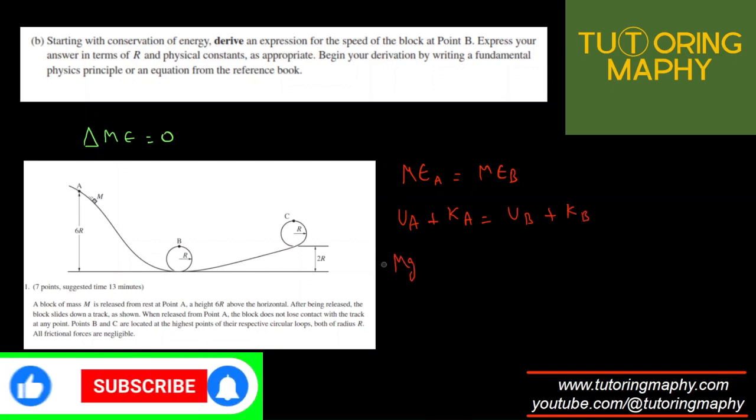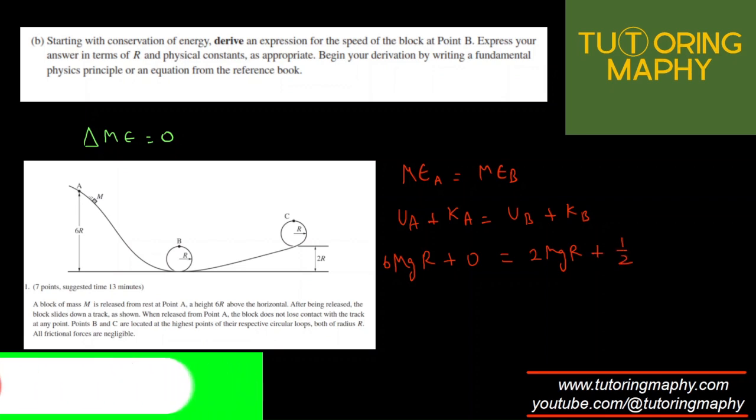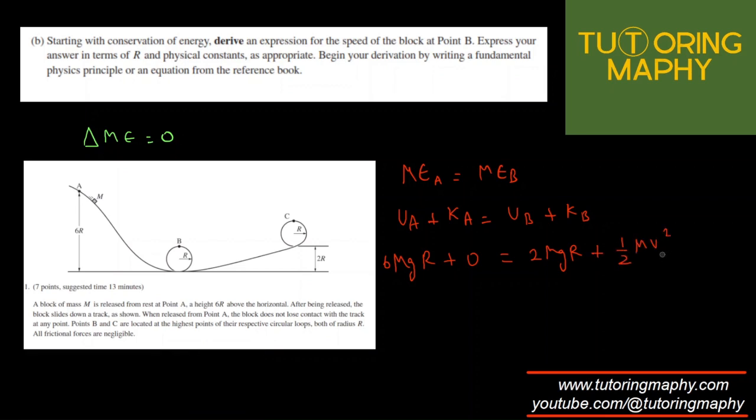Potential energy is mgr. We already did that. This is 0. This is 2mgr. We already did that. And the kinetic energy will be half mv square, where v is the velocity at B, which is what we need to find, right? 6mgr minus 2mgr is 4mgr. So 4mgr is equal to half mv_B square.